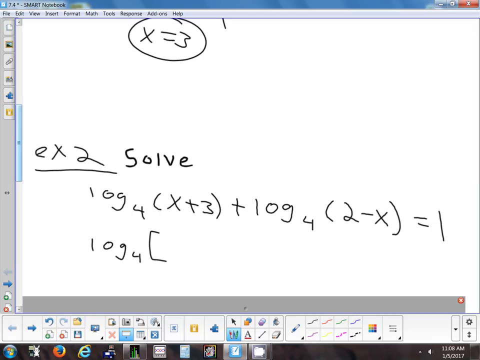And how do you combine arguments when there's an addition sign? You multiply them. So you have x plus 3 times 2 minus x. Okay, and the equals 1 stays right where it is.